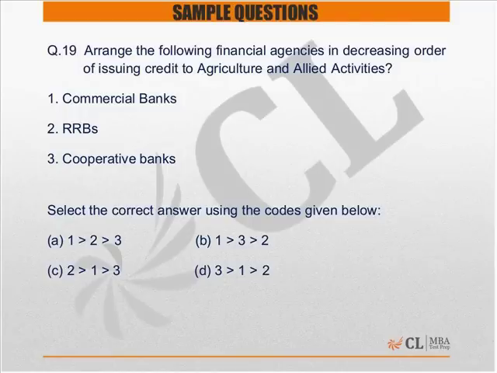Friends, just let me explain here. Here it comes that commercial banks have the highest share in providing credit to agricultural and allied activities. As we can see, commercial is greater than cooperative, greater than regional rural banks. Hence option B is the correct one. Arjit says B. Smart. Option B. 1, 3, 2. 1 is greater than 3, greater than 2.